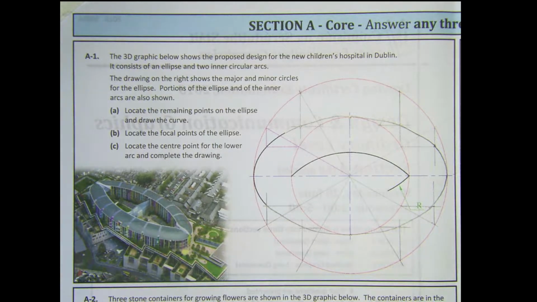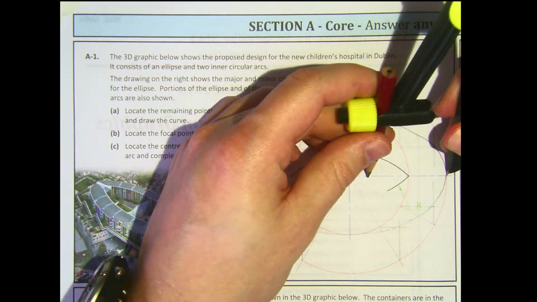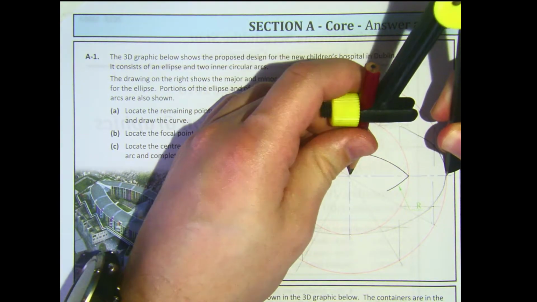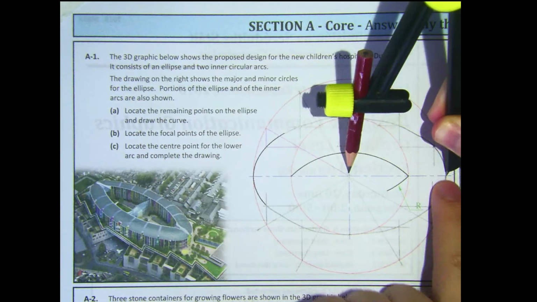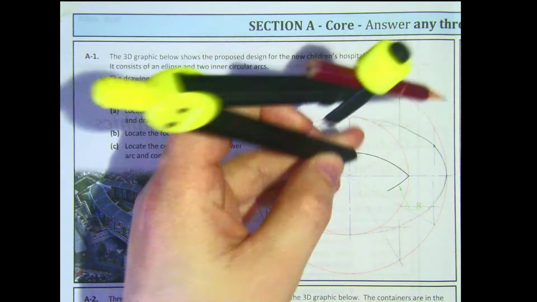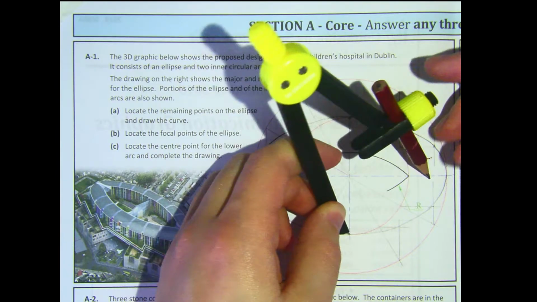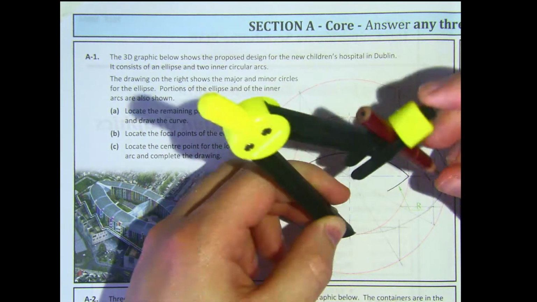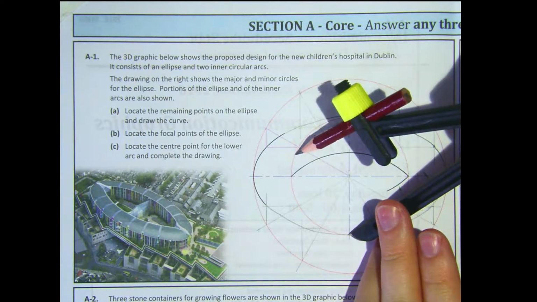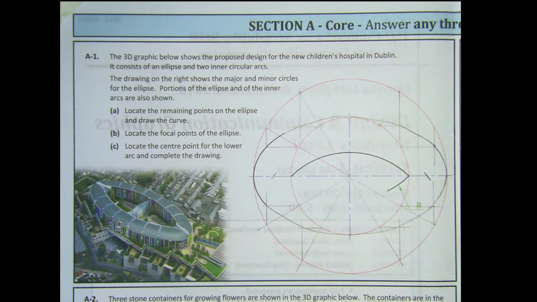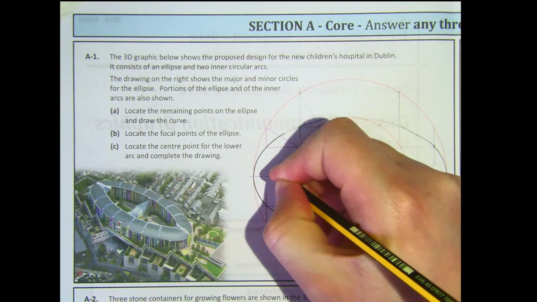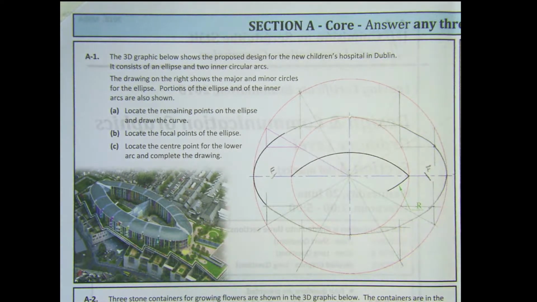So what we can do instead is take half the major axis, so measuring half the major axis here, from the end to the center point. Put my compass onto the end of the minor axis and swing an arc so that it cuts the major axis. We'll cut it in 2 places, here and here. They are our 2 focal points, and make sure you label them F and F1. Just make sure you label them as focal points. And that's part B of this question.